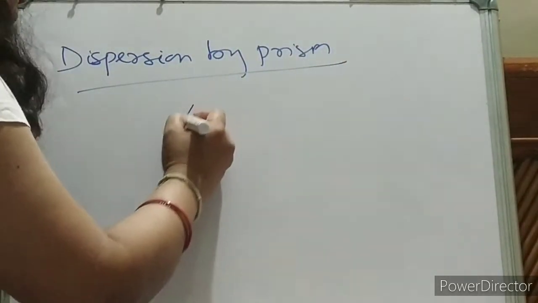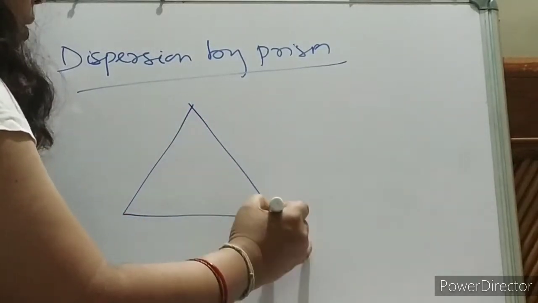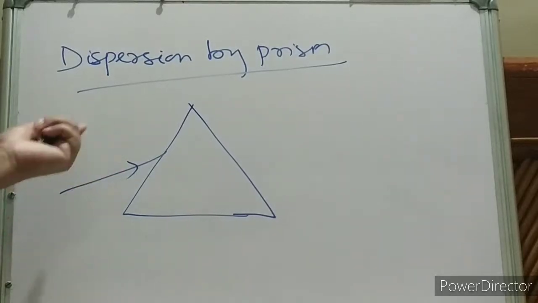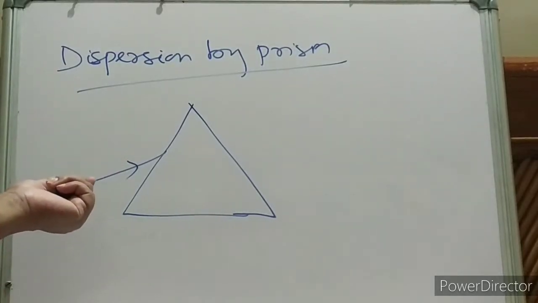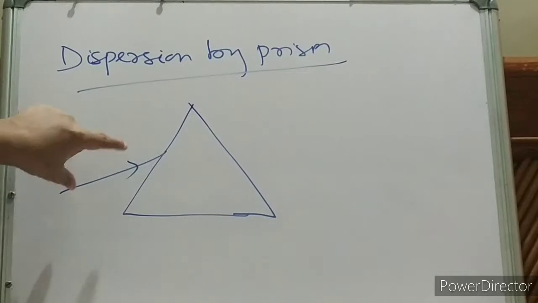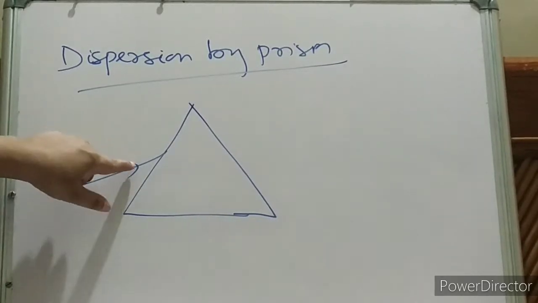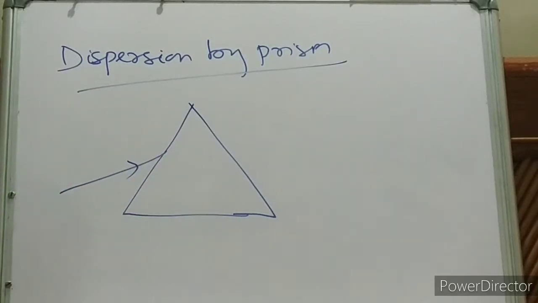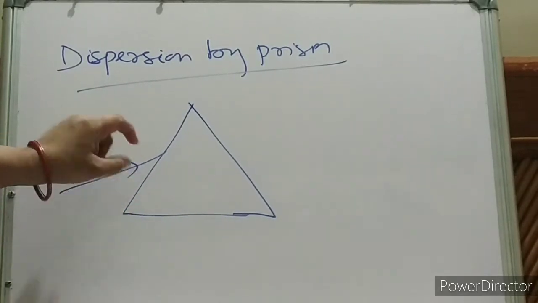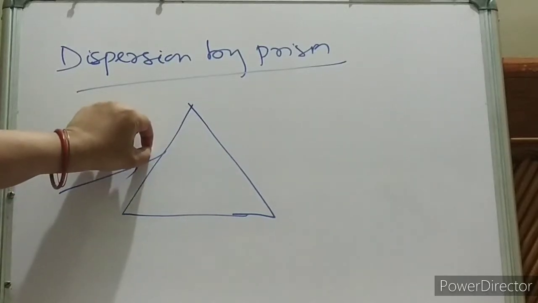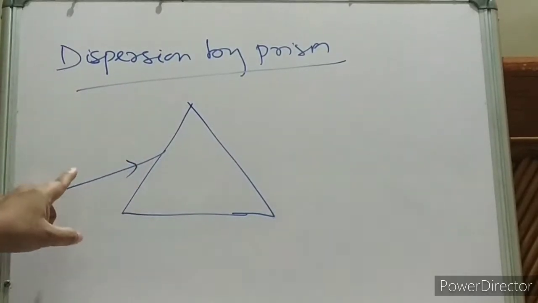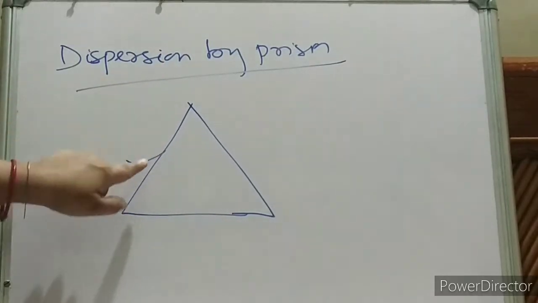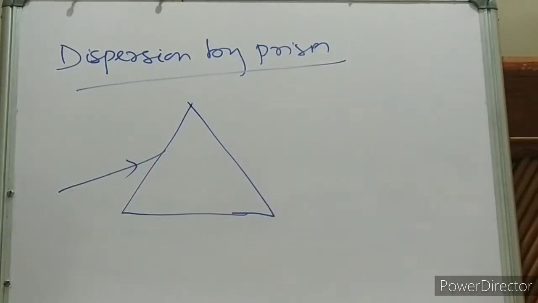So we'll take a prism like this and a white light. White light means you can take sunlight also. So sunlight is passed through a pinhole. This hole has to be very minute to reduce it to a narrow beam. And this beam is now falling on this refracting side of the triangular glass prism.